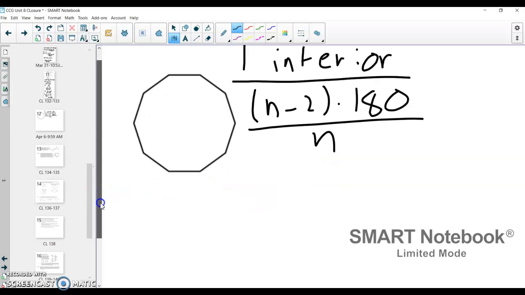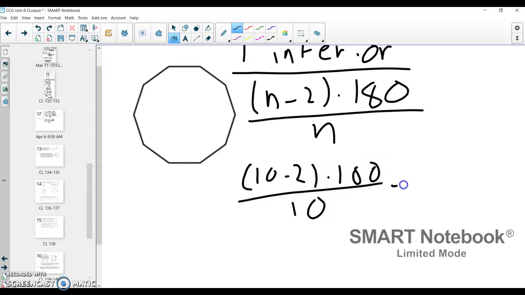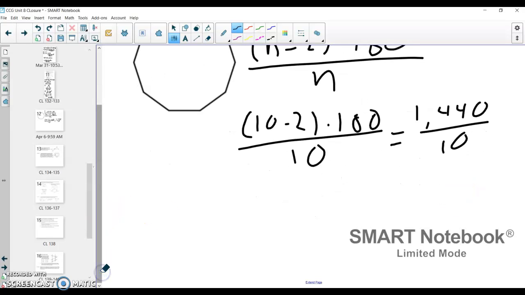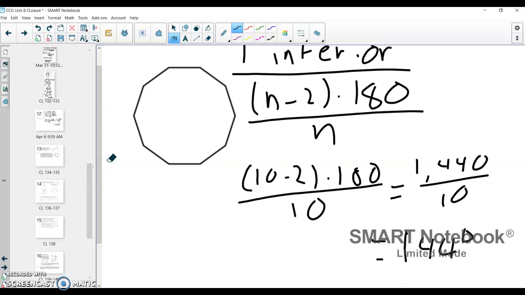If we plug it in again, we have 10 minus 2 times 180, and you divide that by 10. We know the numerator, from what I just did, gives me 1,440, and I divide that by 10. That tells me that just one interior angle would be 144 degrees. And again, to use that equation to find just one interior angle, this has to be a regular shape. So this angle right here is 144 degrees based on the math I just did.